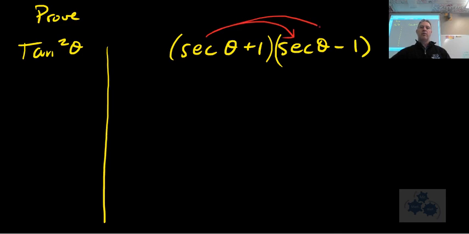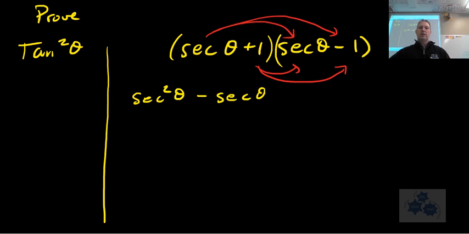And again, you can use your FOIL method, right? Distributing binomial times binomial. So what does that look like over here? That looks like secant squared theta minus secant theta plus secant theta minus 1. So when you multiply first terms, outside terms, inside terms, and last terms from the FOIL method, this is what you get.